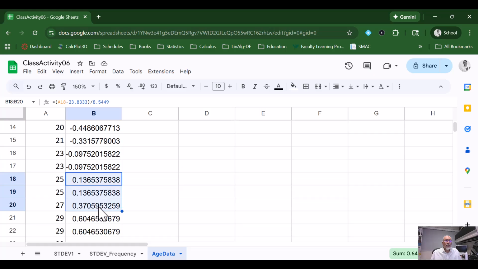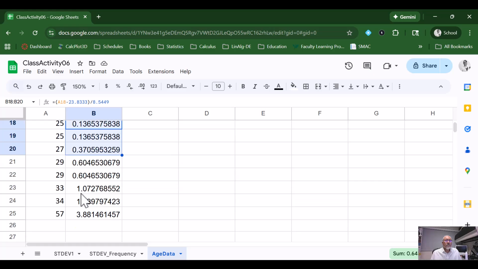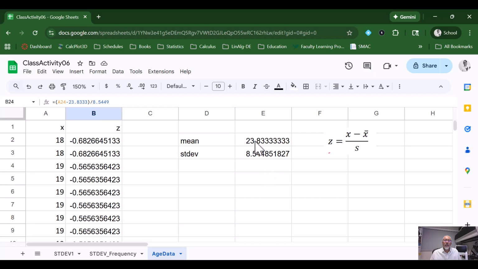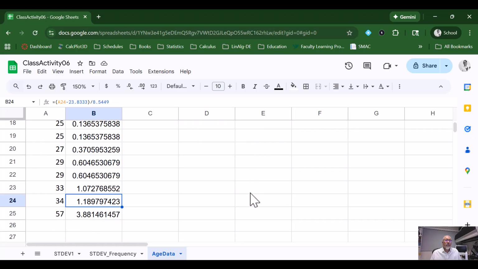And then if we take a look at 33 and 34, you're about 1 standard deviation away from the mean. So if you imagine you add 23.8 plus 8.5, that's going to be like 32-ish. So that's about 1 standard deviation away, 33 and 34.